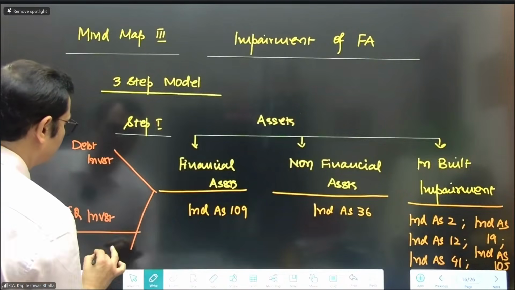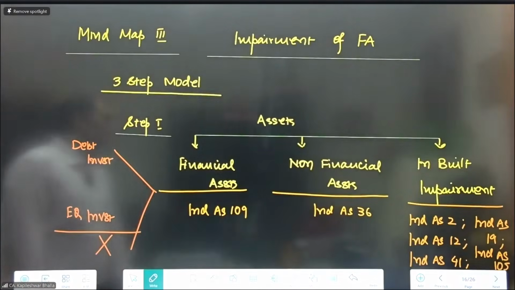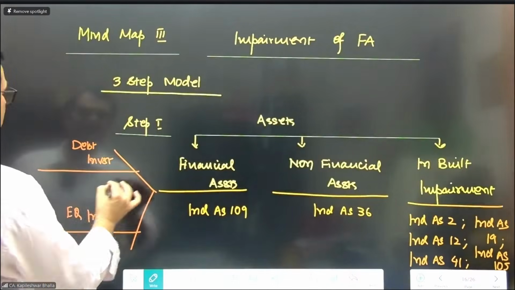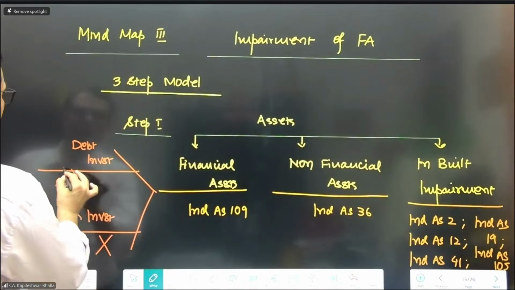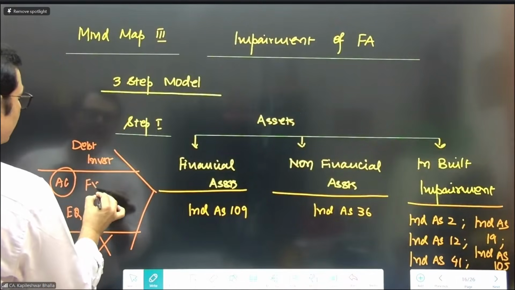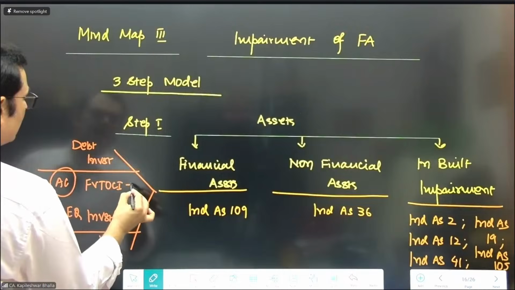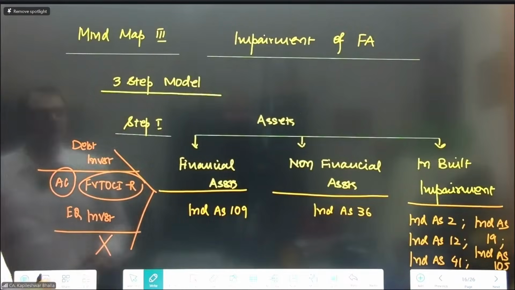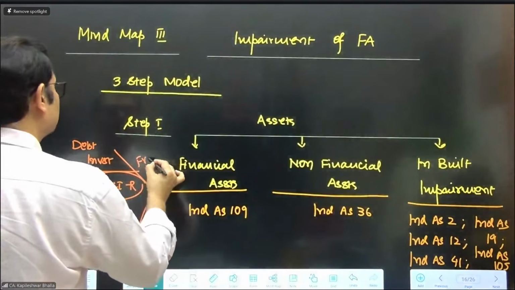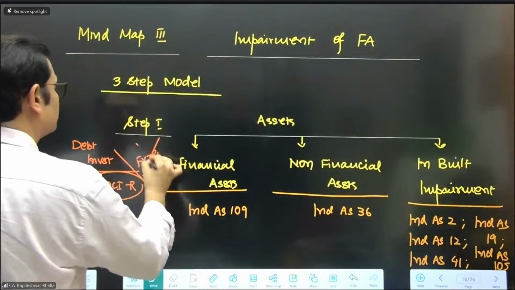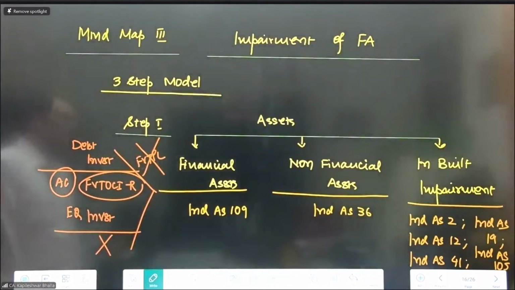If there are equity investments, the concept of impairment is not applicable. But if it is a debt investment, it is applicable to amortized cost. It is applicable to FVTOCI with recycling, but it is not applicable to FVTPL. They are not subject to impairment testing. I think we've seen that earlier in the charts as well.